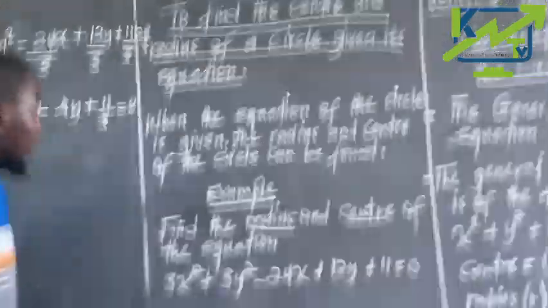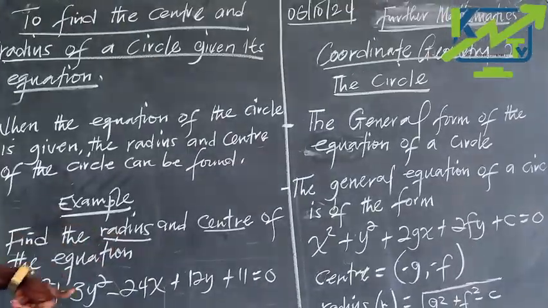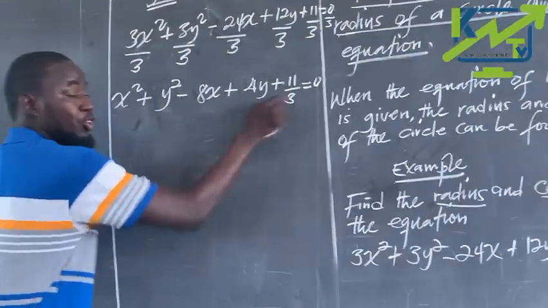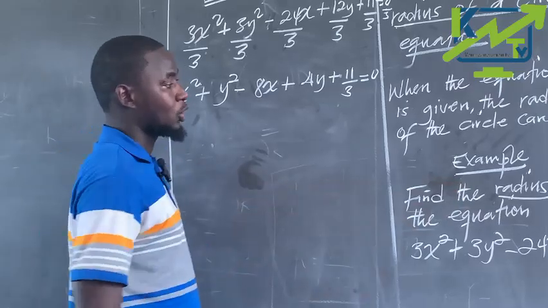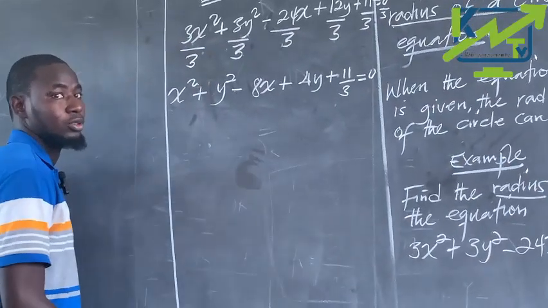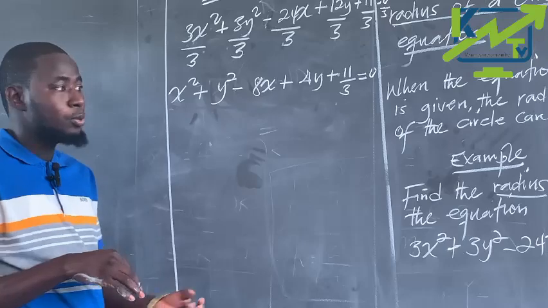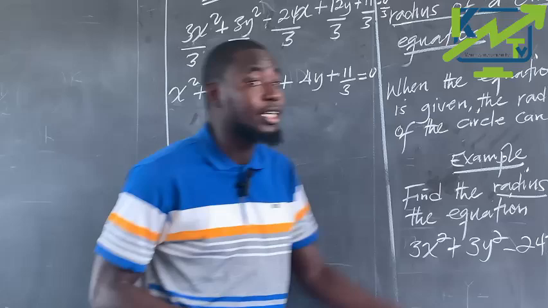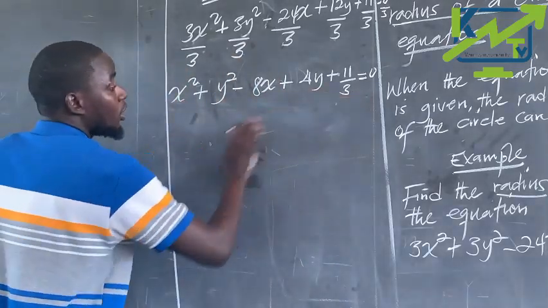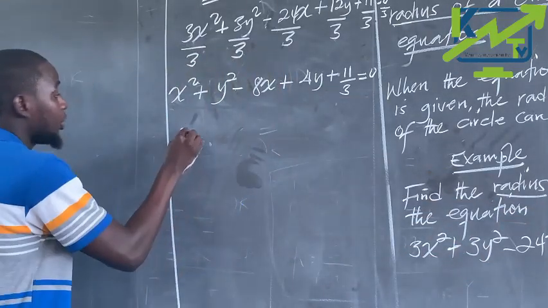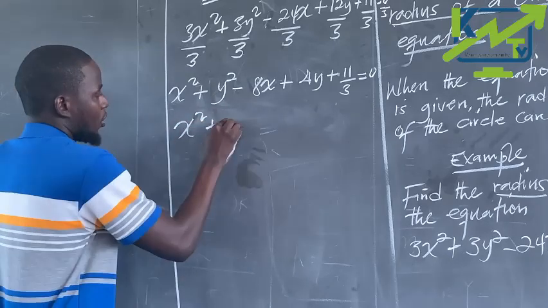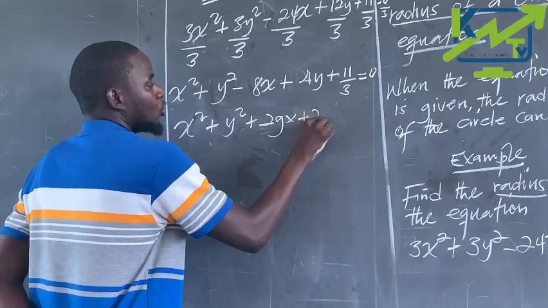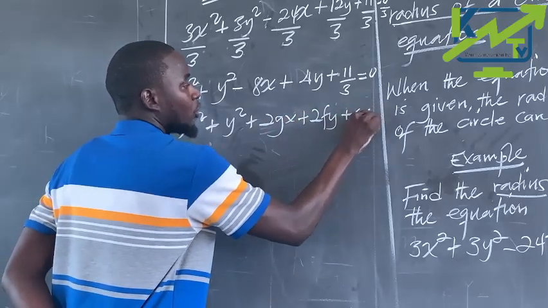In order for us to find the radius and the center of the circle, we compare this equation given to you with the general equation. But we need to find the center first. When we find the center, we use those variables, g and f, to find the radius of the circle. The general equation is x squared plus y squared plus 2gx plus 2fy plus the constant equal to 0.